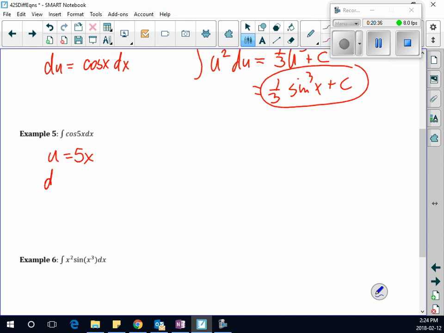Differentiate, we get du equals 5dx. Okay, so this is my u. I need to have a dx, not a 5dx. So what does this become? 1/5 du equals dx. Or you don't have to show this step if you want to skip, right? I'm just showing my steps right now. So this will now become the integral of cos u. And now when I replace the dx, I have to replace it with 1/5 du. Does that make sense?